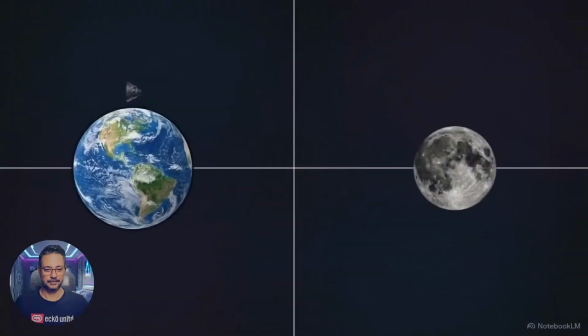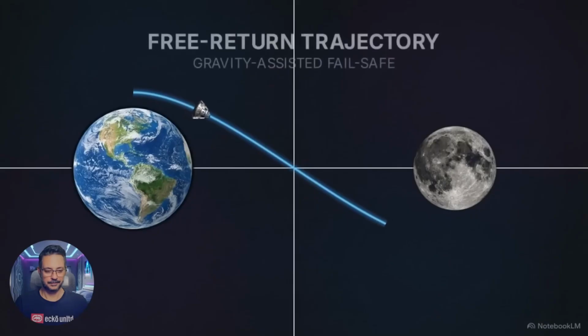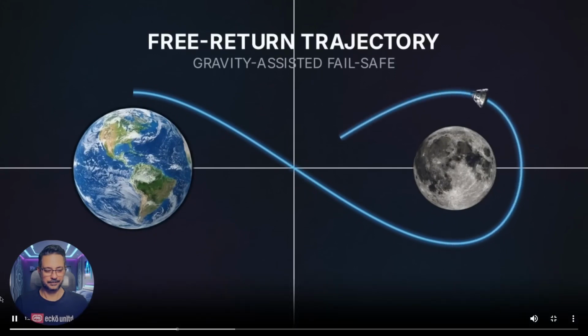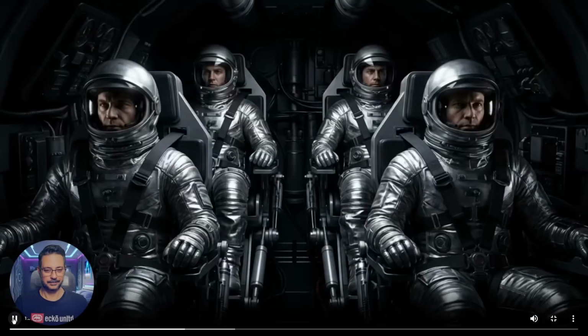For survival, engineers designed a failsafe called a free return trajectory. As shown here, the Orion capsule flies a figure-8 path around the Earth and Moon. The gravity of both bodies automatically slingshots the crew home. Even if engines completely fail, Artemis II serves as a strict survival test.